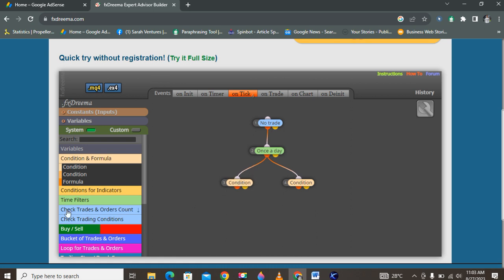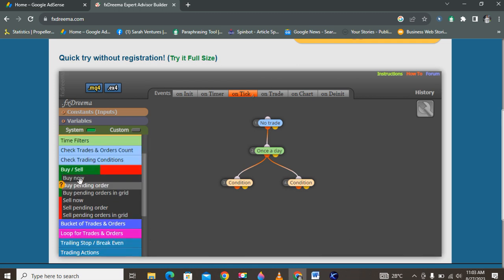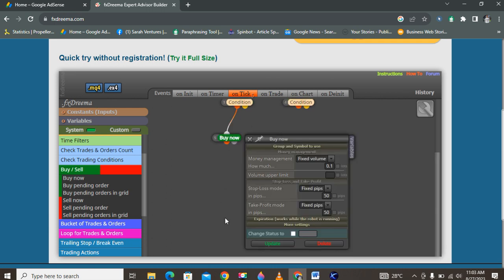Now let's bring in our buy button and our sell button. This is buy. Double click on it to arrange the settings. Now, how much volume or lot size would you like to be trading per day? How much would you like to be trading per day? I would say 0.4.